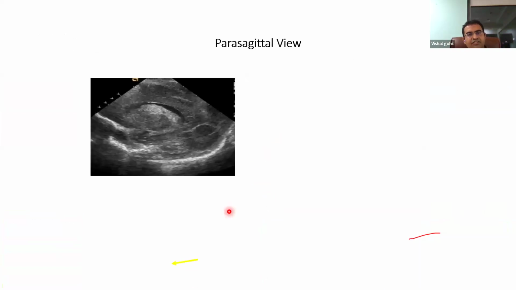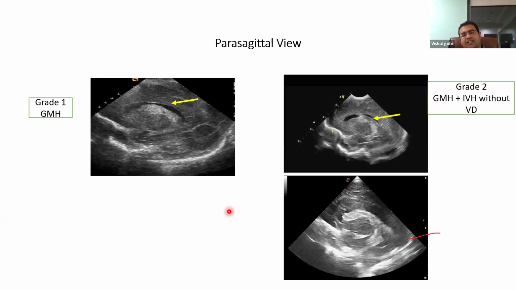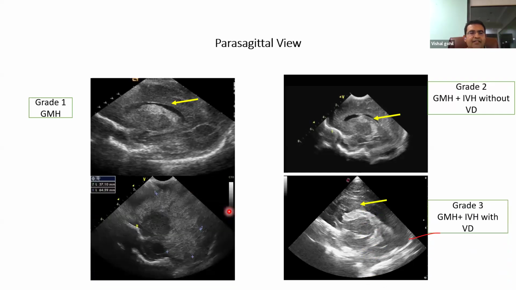In parasagittal, how does it look? As we know, if your echodensity is crossing the CTG, that is your grade 1 IVH. In grade 2, you can see more bleeding in the posterior horn of your lateral ventricle, echodensity mixed with your choroid plexus, but without any ventricular dilatation. If it covers more than 50% of the area with ventricular dilatation, that is your grade 3 IVH. And this is your grade 4, in which you can see the bleeding outside of your lateral ventricle.